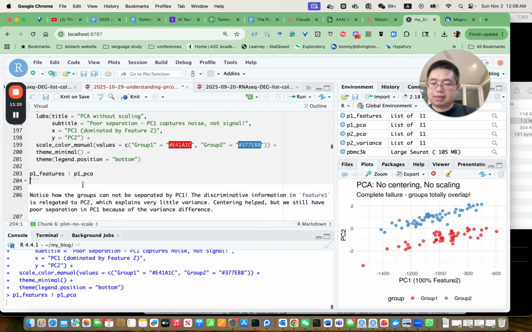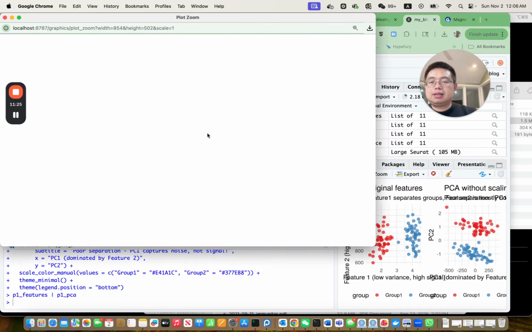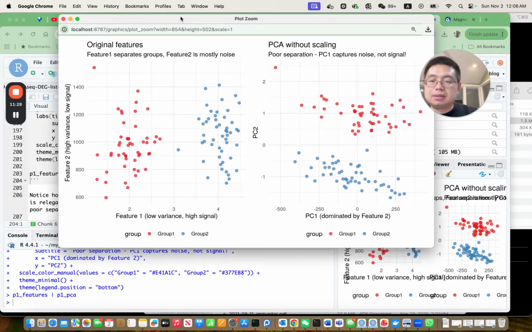Now let's look at them side by side. Again, in the figure on the left, this is the raw data. We only have 2 variables here. Feature 1 on the x-axis, feature 2 on the y-axis. And you can see the scale. Feature 1 is much smaller, and feature 2 is much bigger. However, you can clearly separate these 2 groups using feature 1 here, right? But on the y-axis, if you use feature 2, you can barely separate these 2 clusters or 2 groups.